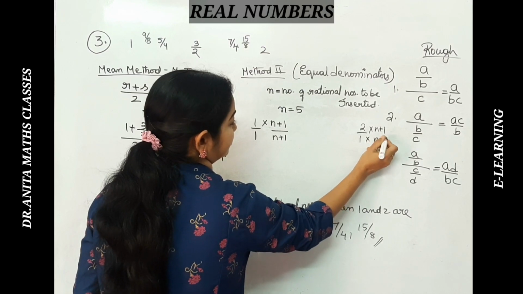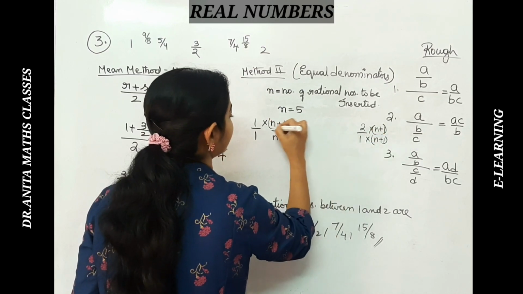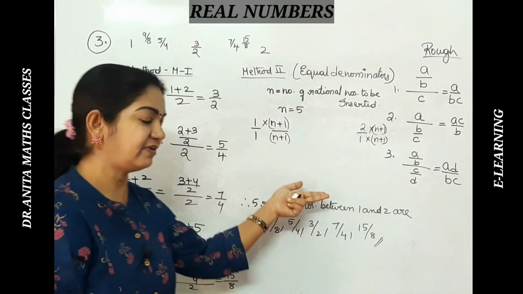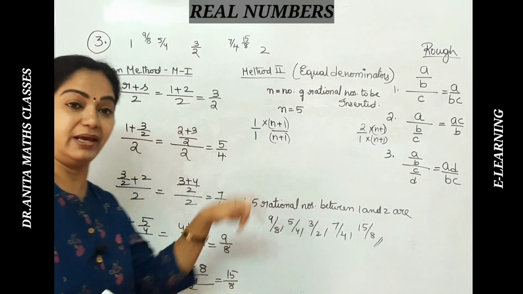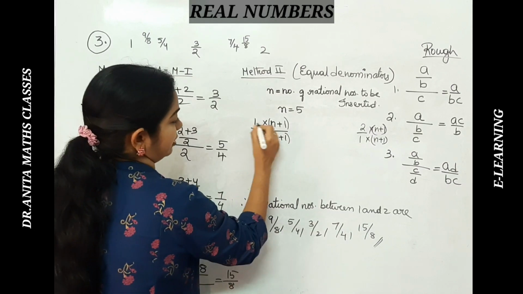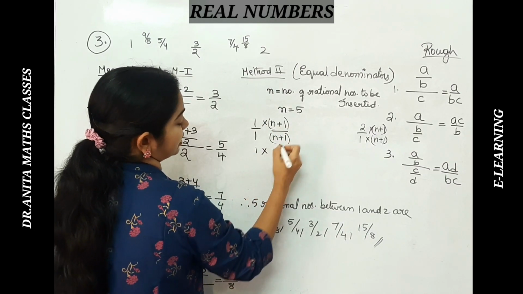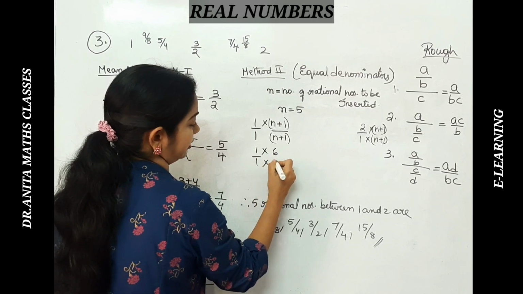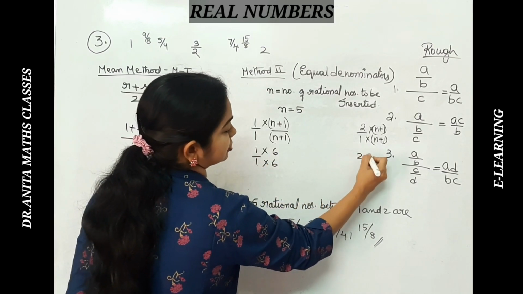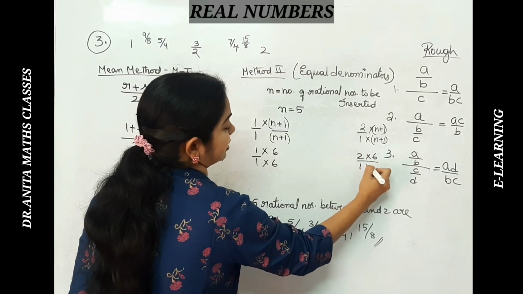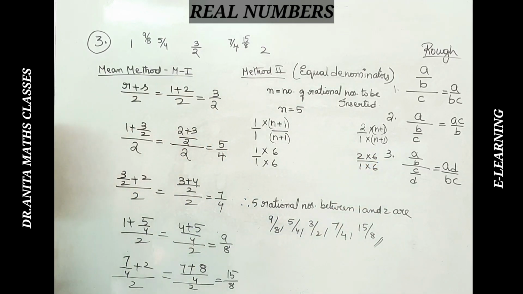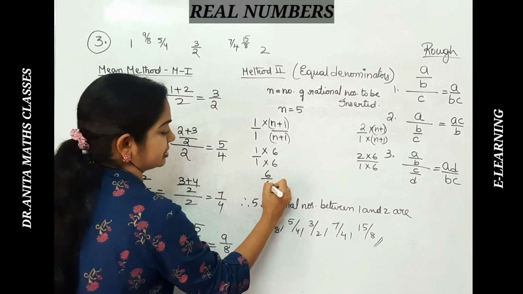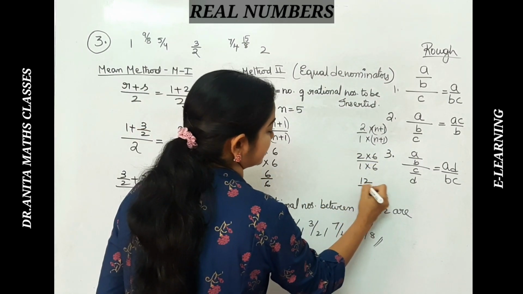This n is the number of rational numbers to be inserted. If they ask for 7, then 7 plus 1 is 8, and you have to multiply and divide by 8. Here, n plus 1 is 5 plus 1, which is 6, so we multiply and divide by 6. This is 2 into 6 by 1 into 6. So how much do you get here? This is 6 upon 6, and this becomes 12 upon 6.